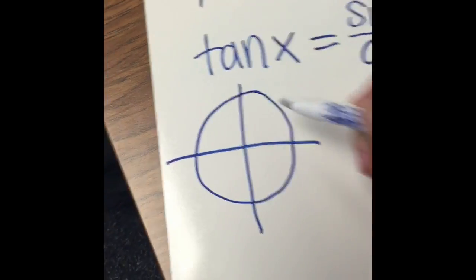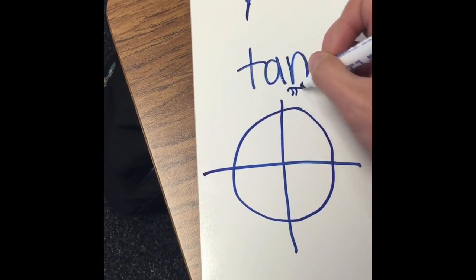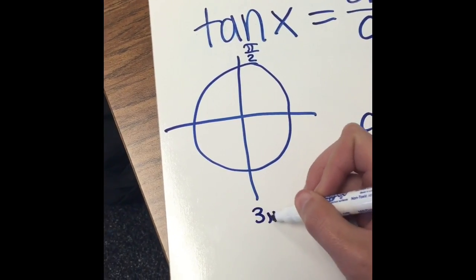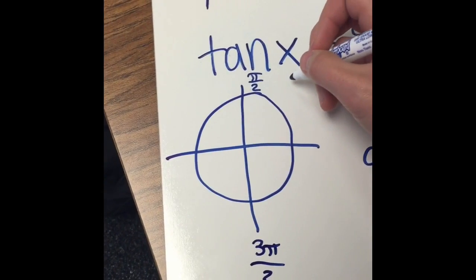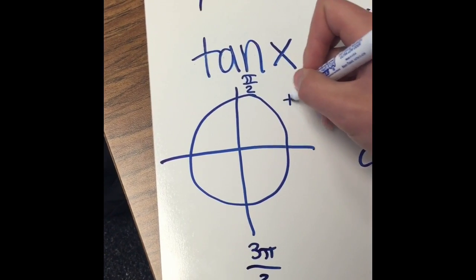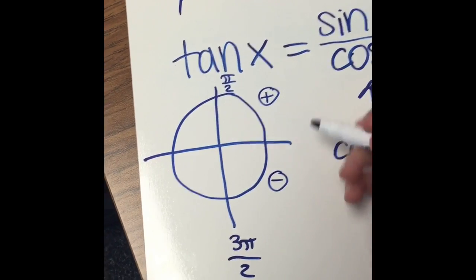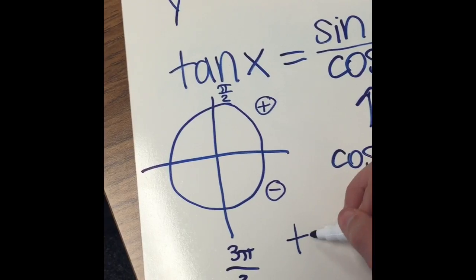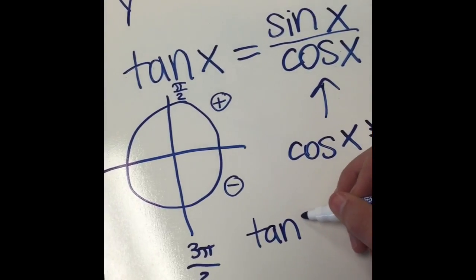Therefore, there are going to be two asymptotes, which are located at pi over 2 and 3 pi over 2, because that is where cosine is 0 on the graph. And 3 pi over 2 is also known as negative pi over 2. And the top region is going to be positive because the x and y values are both positive, and the bottom is going to be negative because there's going to be a positive and a negative for the x and y coordinates.